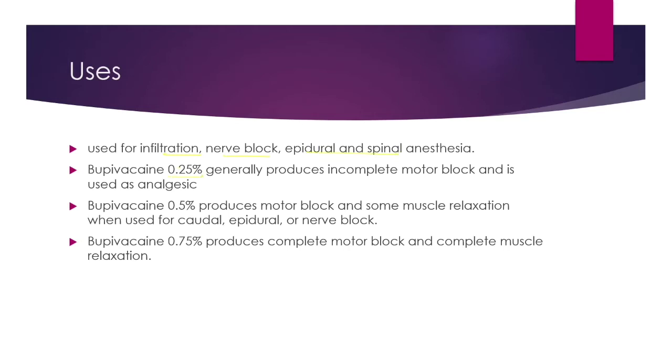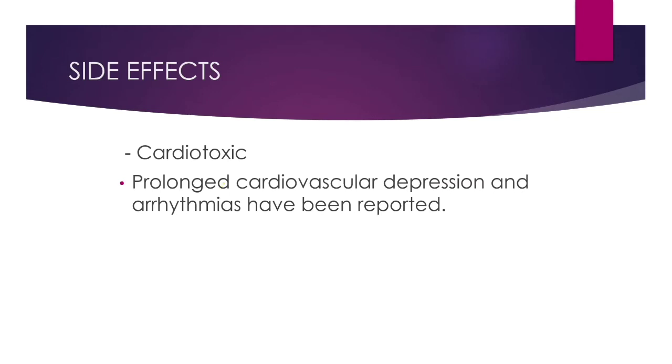Bupivacaine 0.25% generally produces incomplete motor block, so it is used as analgesic. Bupivacaine 0.5% produces motor block and some muscle relaxation. Bupivacaine 0.75% produces complete motor block and complete muscle relaxation. What are the side effects of bupivacaine? Bupivacaine is cardiotoxic. It can cause prolonged cardiovascular depression and arrhythmias.